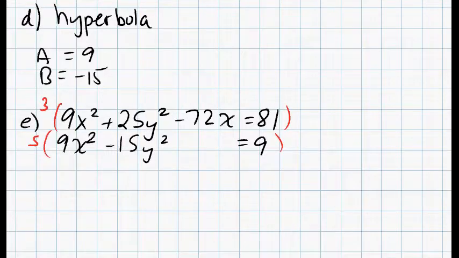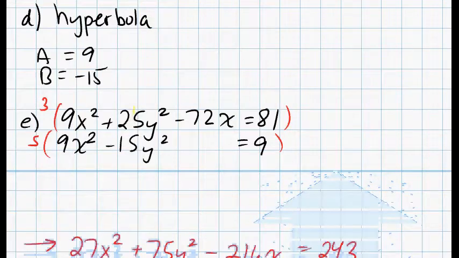Welcome back. Hopefully you recognized that it was a hyperbola because A was 9, B was negative 15, opposite numbers, therefore hyperbola. Part E says to solve the system. When you try to solve this system, you might want to get rid of the x squareds, but there's still an x in the problem. You have to get rid of the y squareds instead. So I would multiply the top by 3 and the bottom by 5, and eliminate by addition.